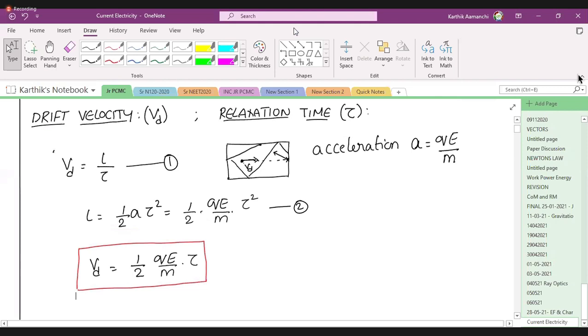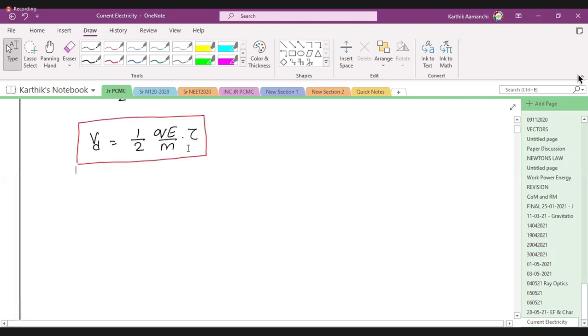Now tell me, if your velocity increases, what happens to your average collision time? Decreases. Please don't tell increases. Sir, you told VD is equal to half QE by M into tau, no? Now if VD increases, tau should increase.